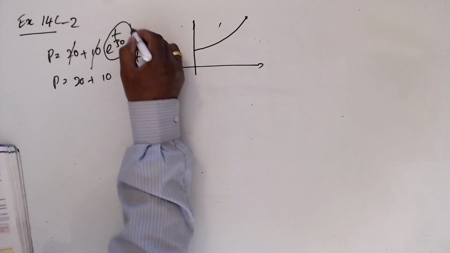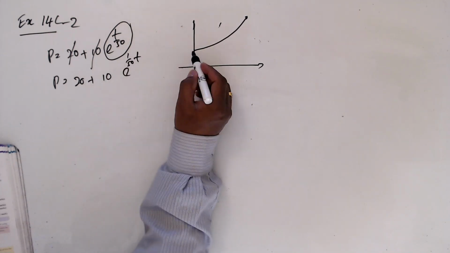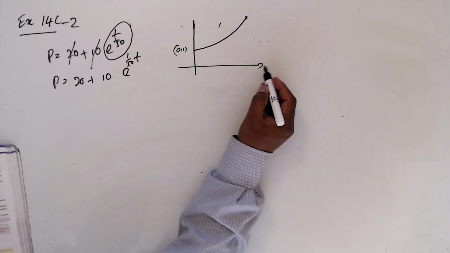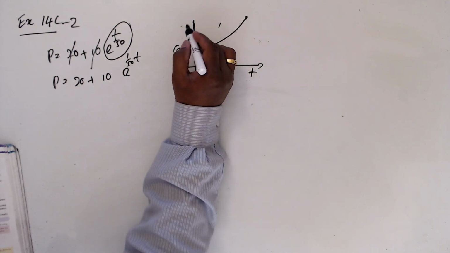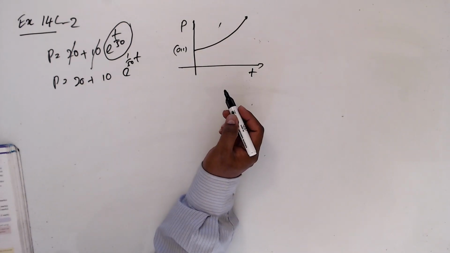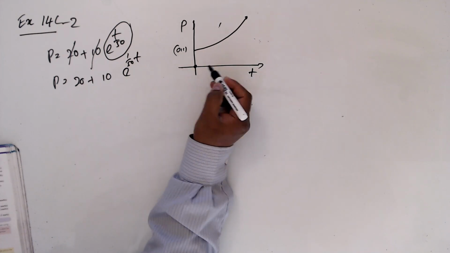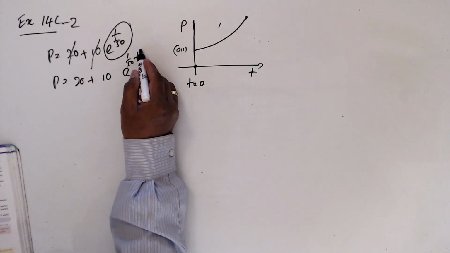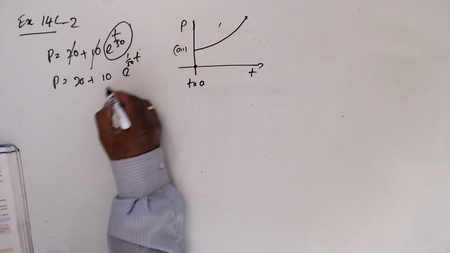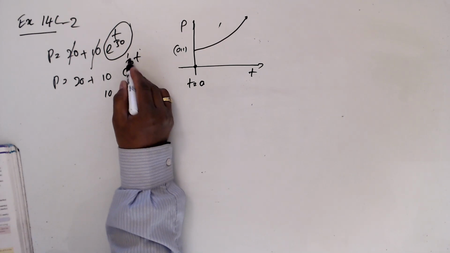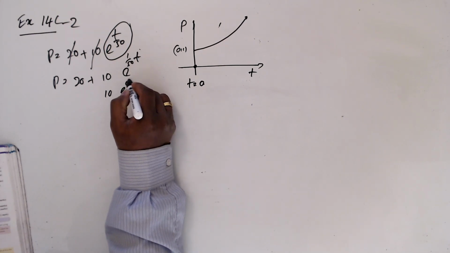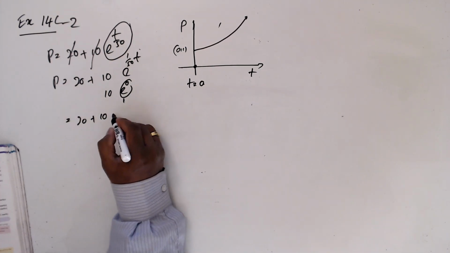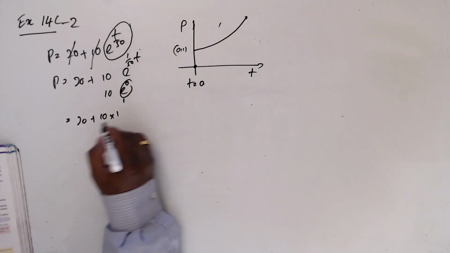Any exponential goes through usually (0, 1) point. Now we don't know if it is the (0, 1) point or not, but this is T and this is P, and at this point T equals 0. So when T equals 0, this part becomes 1. 10 e^(1/50 times 0), this part is 0. e^0 is 1. So then 20 plus 10 times 1, which is 30.